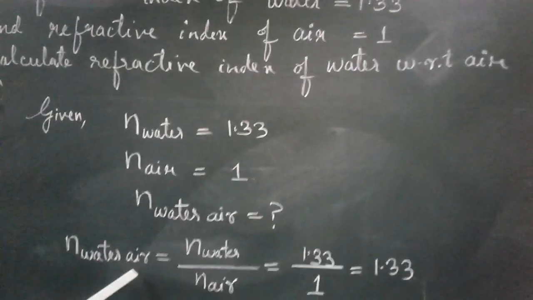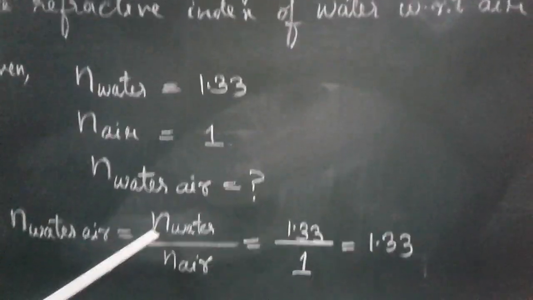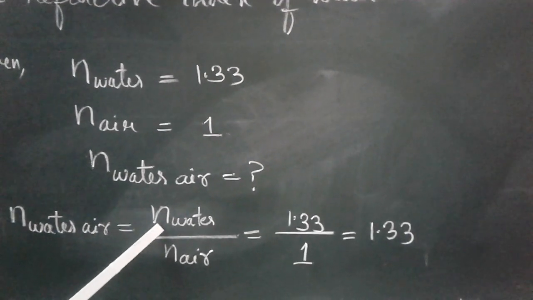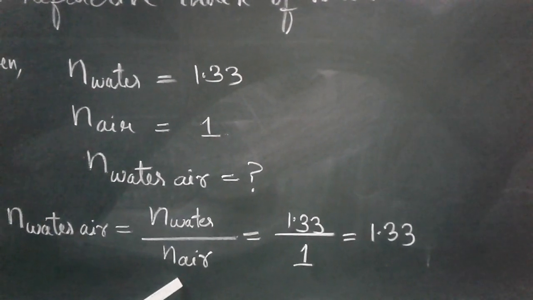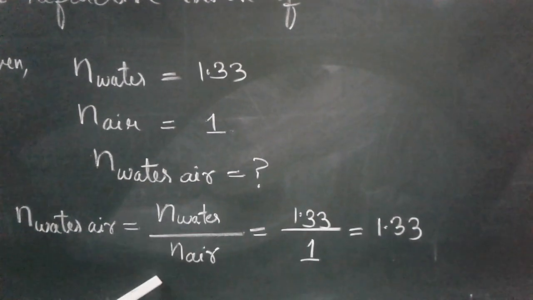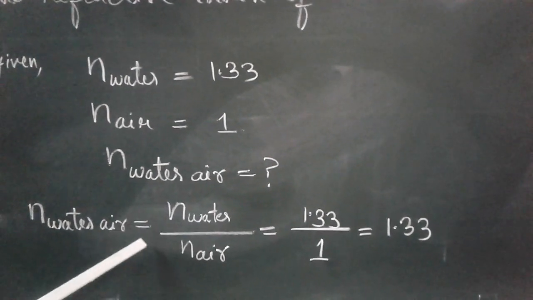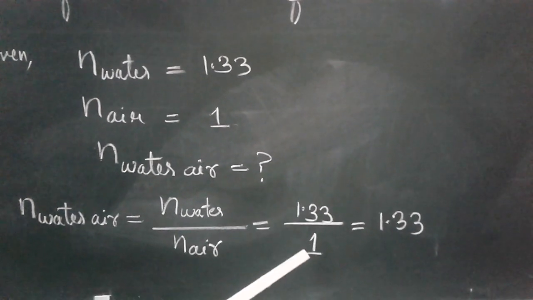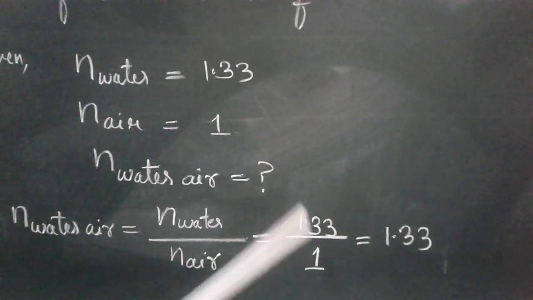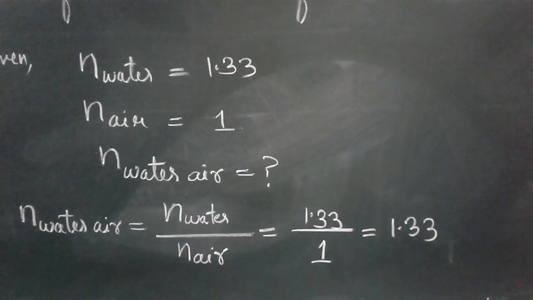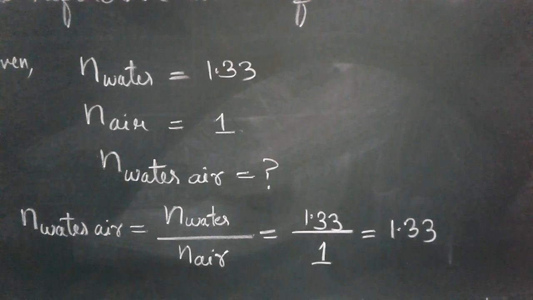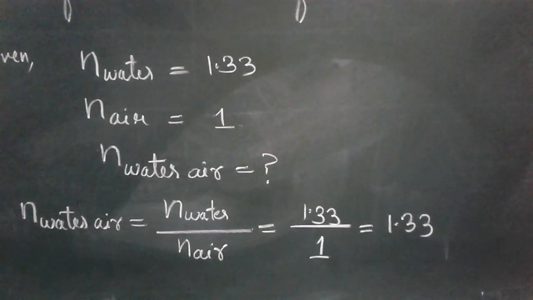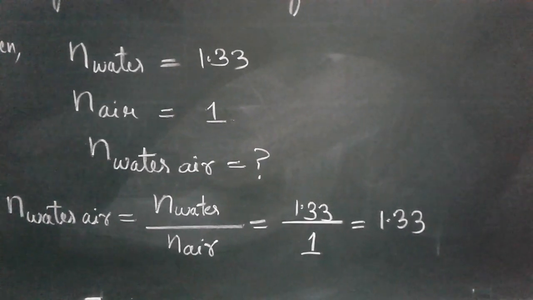Refractive index of water with respect to air is written, as in the formula, as refractive index of water upon refractive index of air. After writing this formula, we put in the values which were given in the numerical, and on solving it you get the value as 1.33. And there is no SI unit, as we have already learned. Refractive index does not have any SI unit.